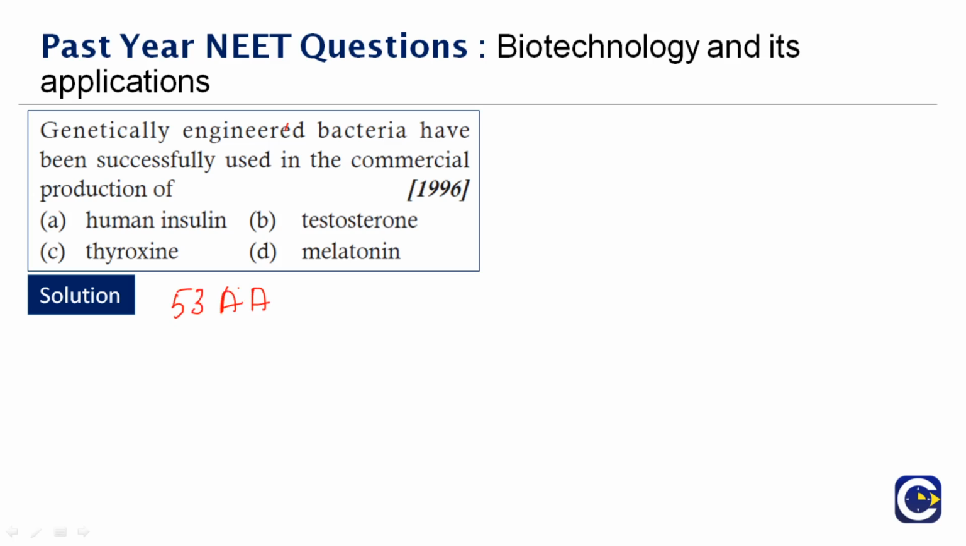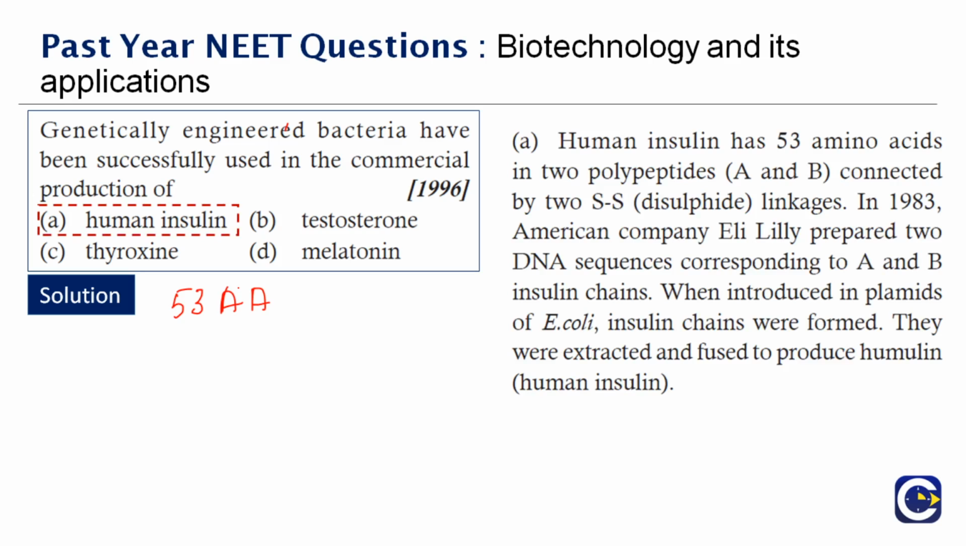In 1983, the American company Eli Lilly prepared 2 DNA sequences corresponding to the A and B insulin chains. When introduced into the plasmids of E. coli, insulin chains were formed. They were extracted and fused to produce human insulin. Therefore, the right answer to this question is option A.